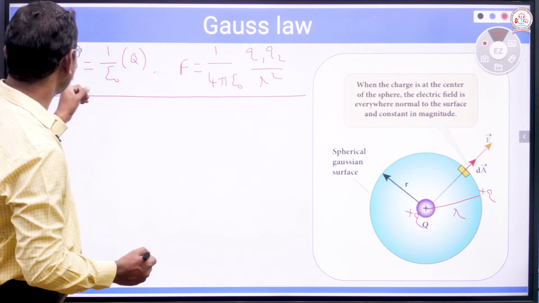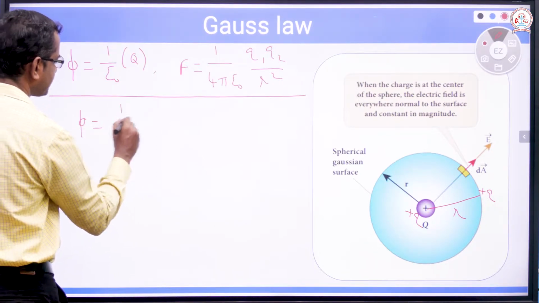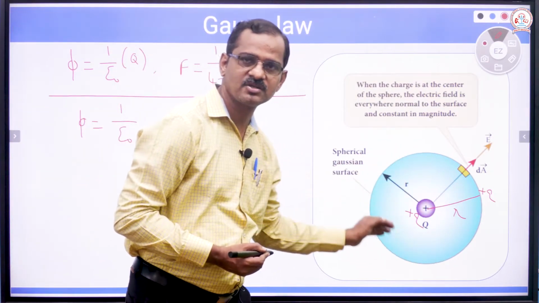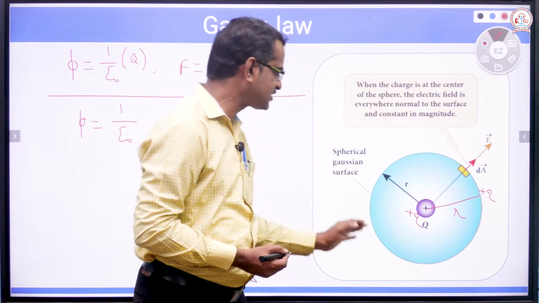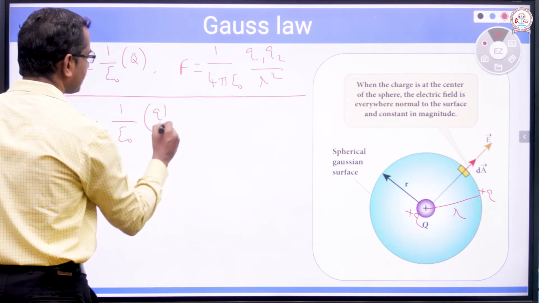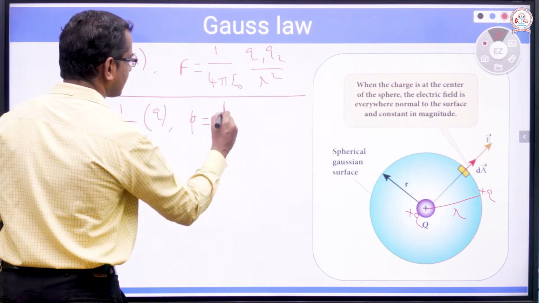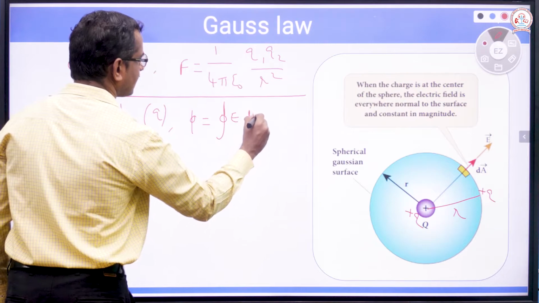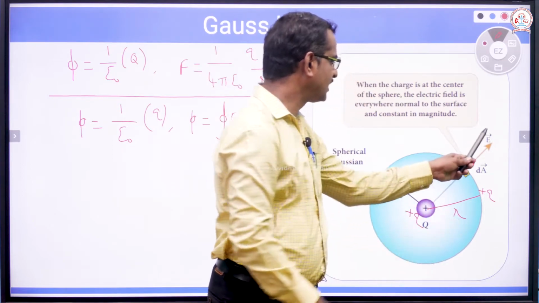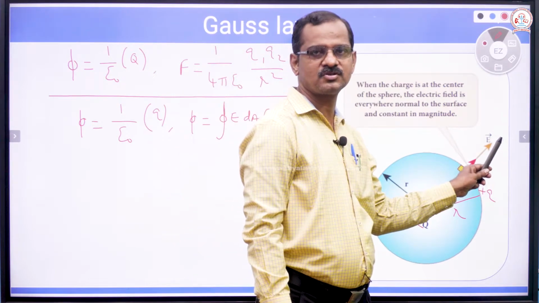Now we have electric flux phi is equal to 1 by epsilon naught times the charge enclosed by the surface. What is the charge within the surface? That is q. This is the flux. We have another equation, flux phi is equal to closed integral E dA cos theta. In case of a sphere, the electric field direction will be radial, isn't it? Then theta will always be 0 in this case.